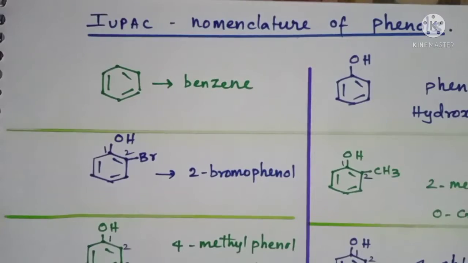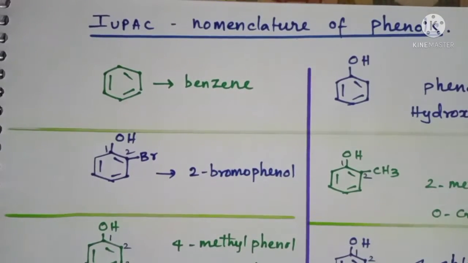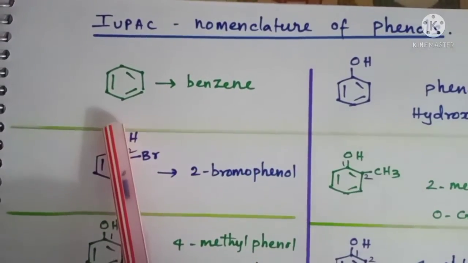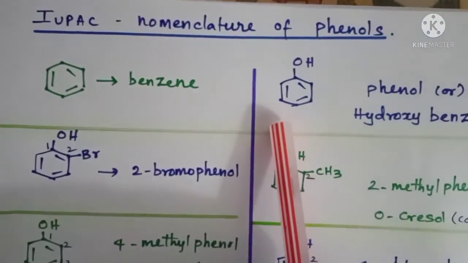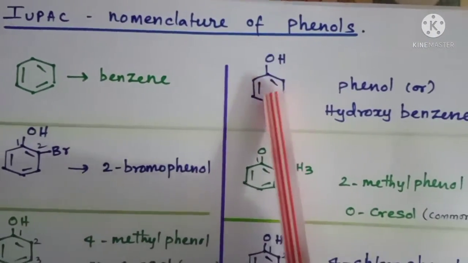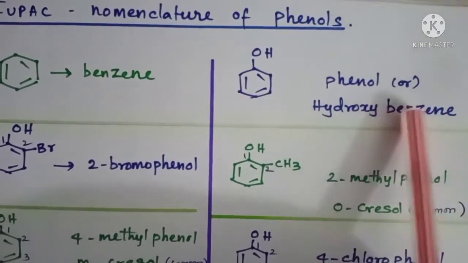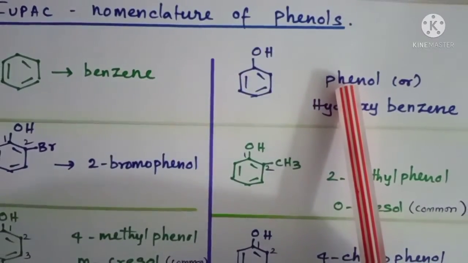So in this video I am going to discuss the IUPAC nomenclature of phenols. This is nothing but a benzene compound which has molecular formula C6H6. If one of the hydrogens in benzene is substituted by an OH group, that gives a compound called phenol, which is also called hydroxybenzene. A benzene ring with an OH group is nothing but phenol, isn't it?